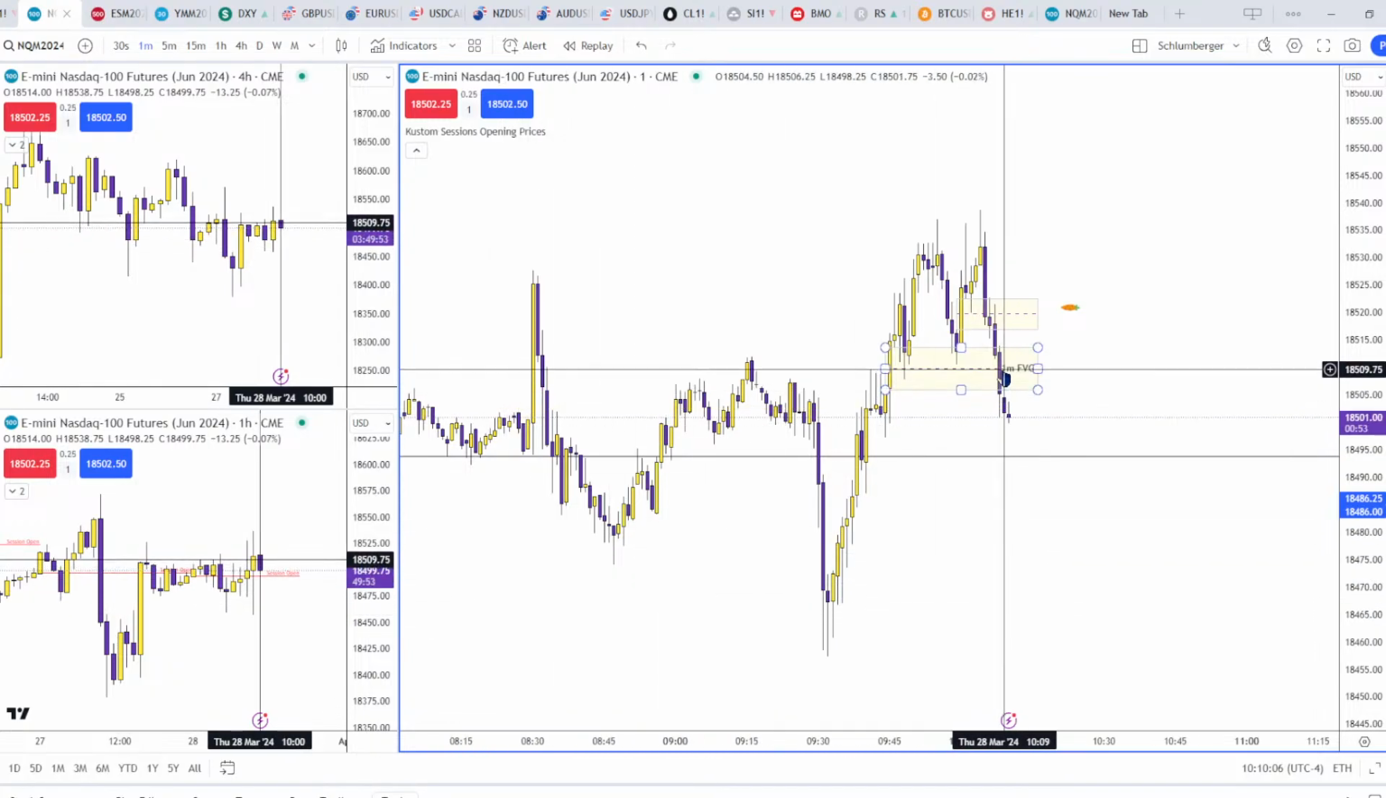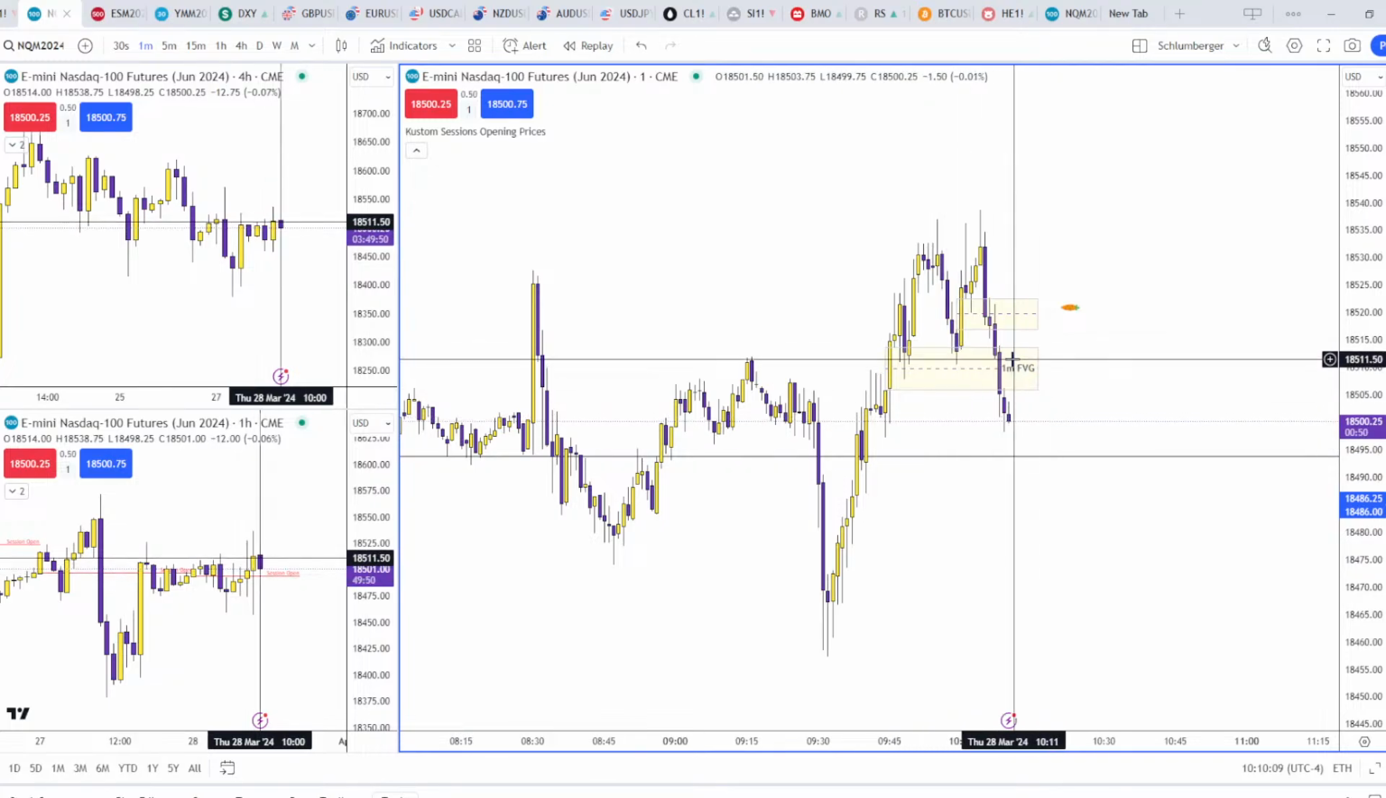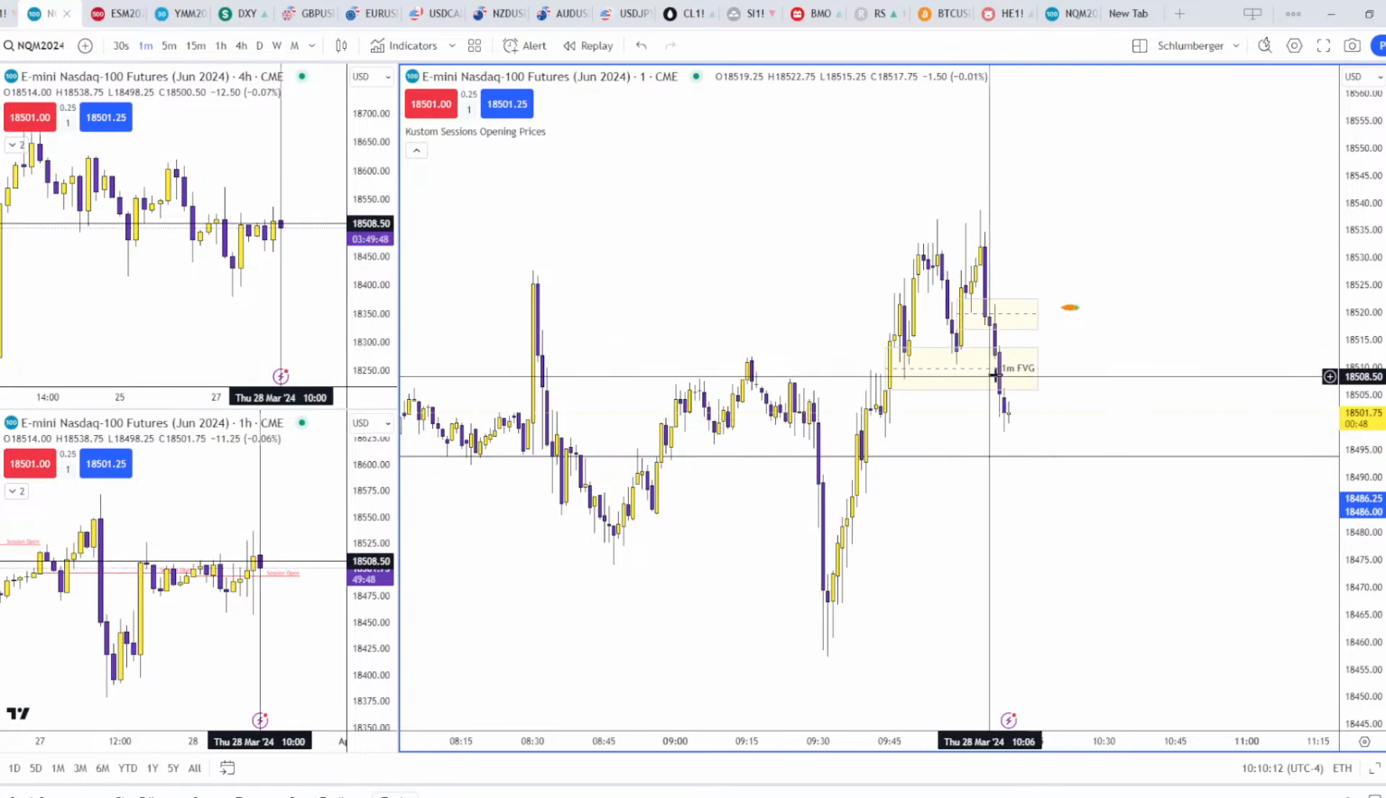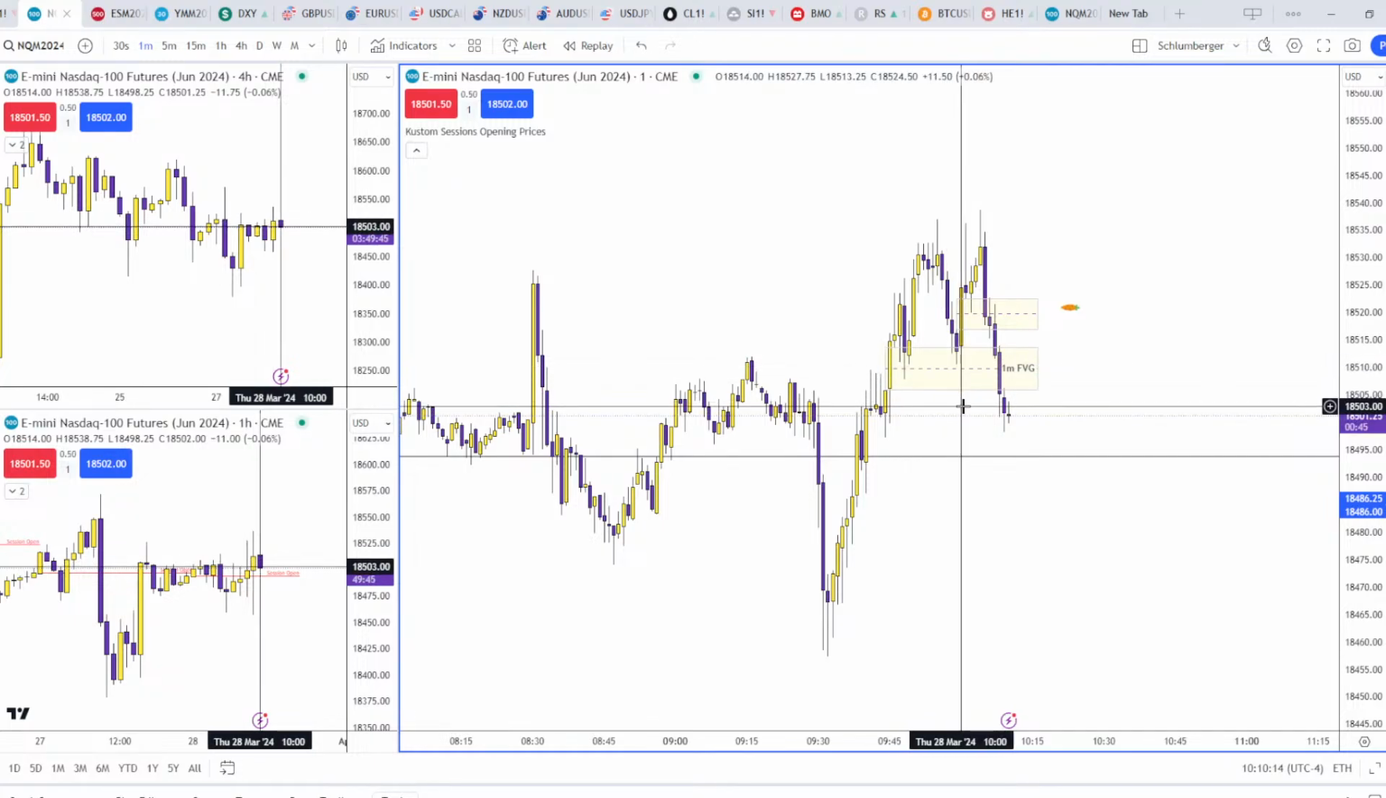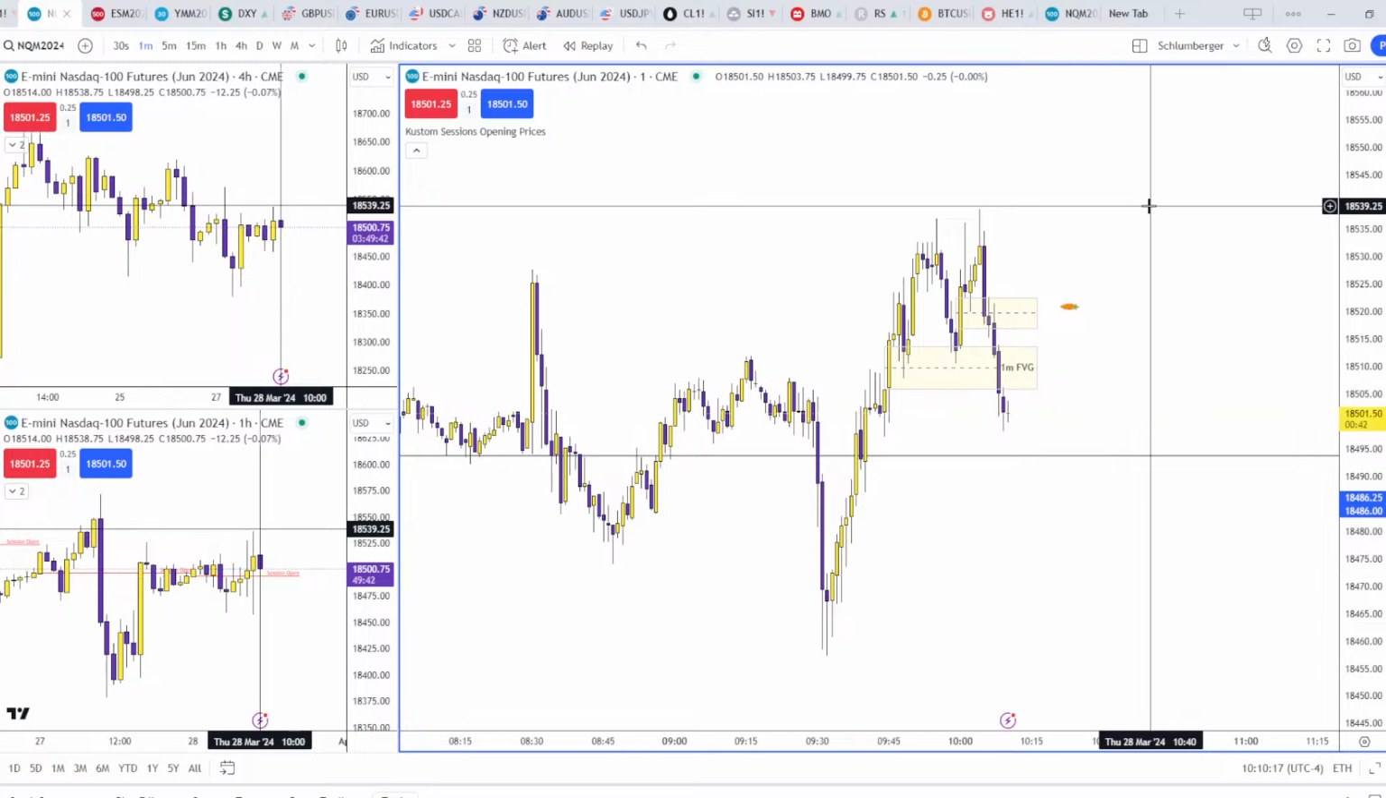Here's your silver bullet setup time. So if we do come back into this mitigation block for a silver bullet short, again, you don't have to trade this, you guys. It's a really crappy environment. That was advanced theory on the ICT breaker model.